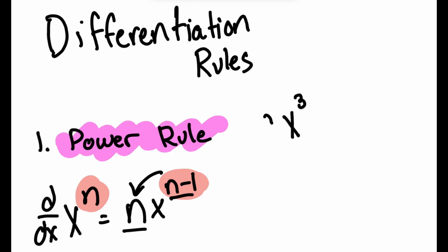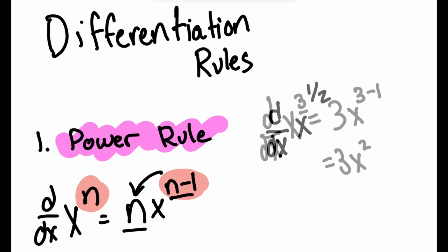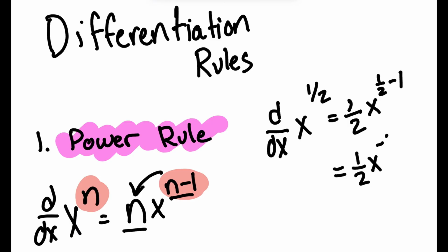Let's say you have x cubed and you want to differentiate x cubed. What you'll do is move the power to the front, which is 3, and you'll do x to the 3 minus 1. In this case, we have 3x squared. Now, how would you go about solving x to the 1/2? You would do the exact same thing. You would move down the 1/2, and then you would do x to the 1/2 minus 1 power. This is going to give you 1/2 x to the negative 1/2.